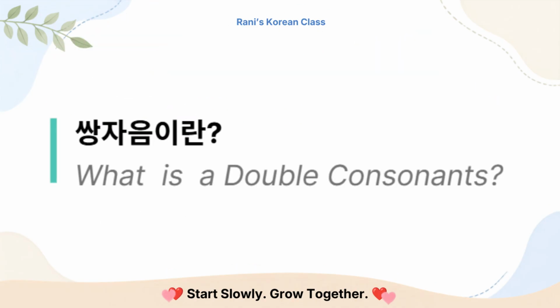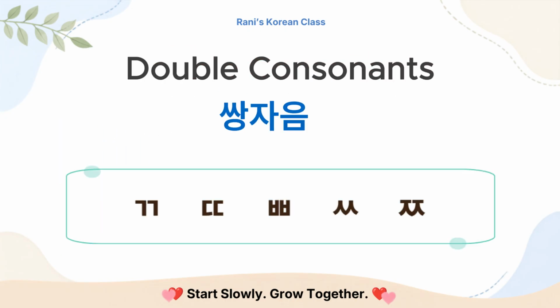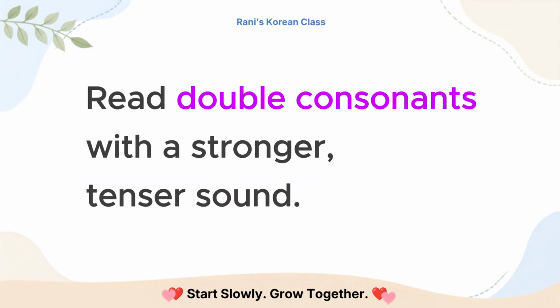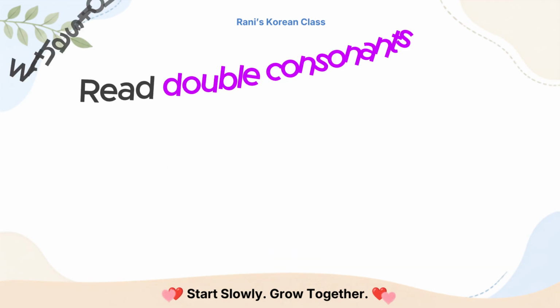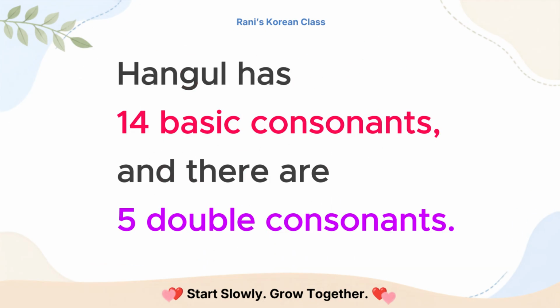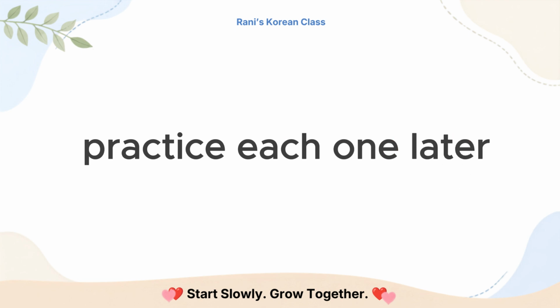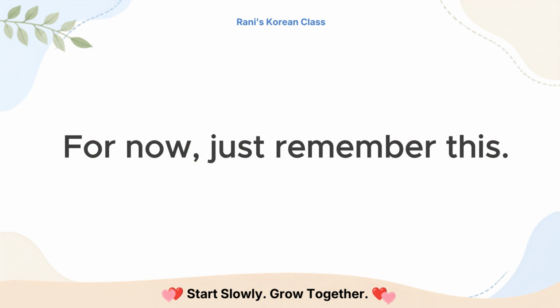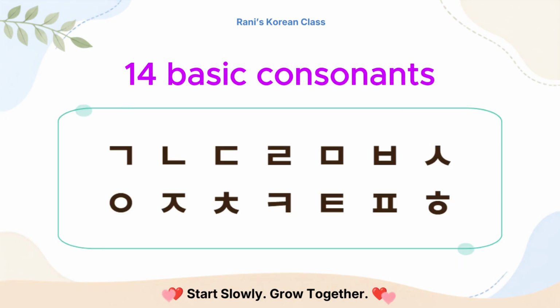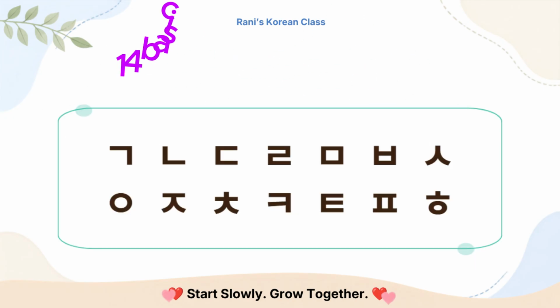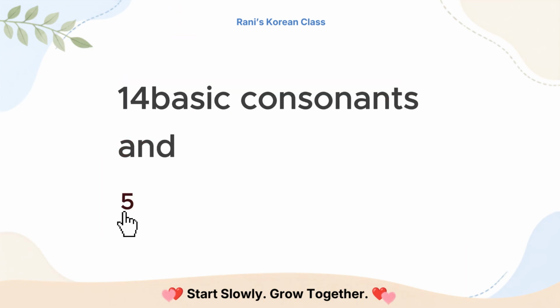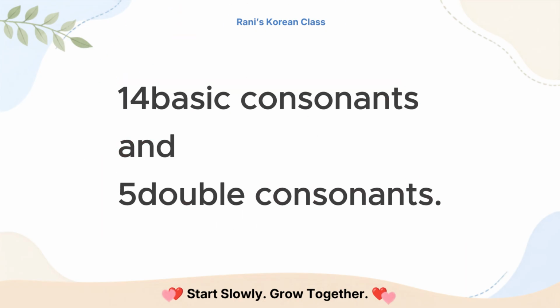Next, let's take a quick look at double consonants. In Korean, we call them 쌍자음. Hangul has 5 double consonants. Double consonants have a stronger and tenser sound than basic consonants. You don't need to make the perfect sound right now. We will practice each one later. For now, just remember this. 기본자음은 14개, 쌍자음은 5개. There are 14 basic consonants and 5 double consonants.